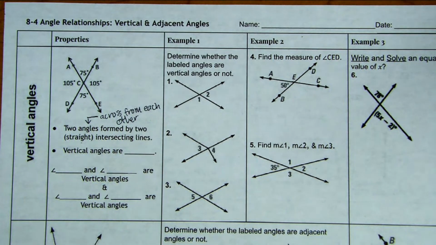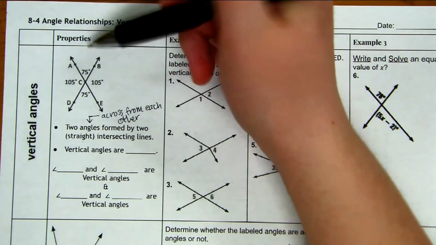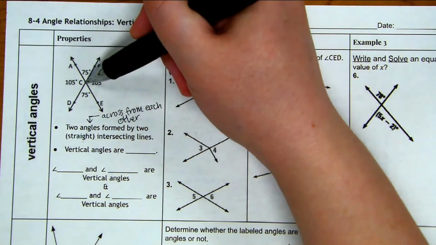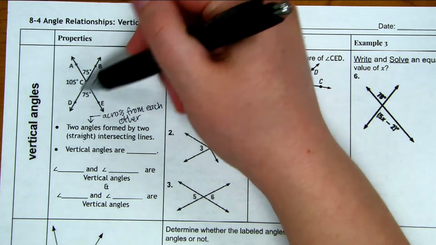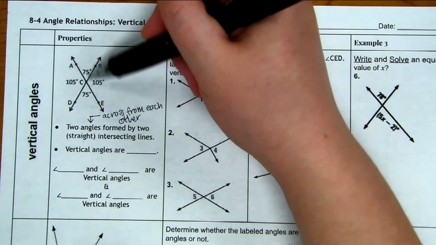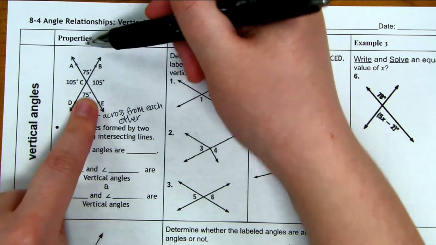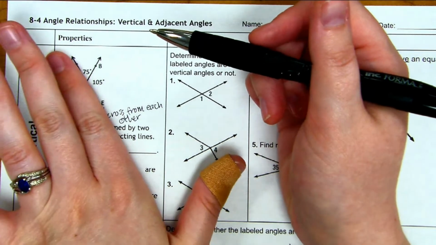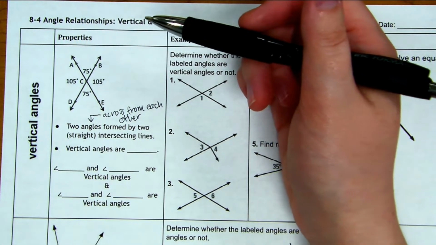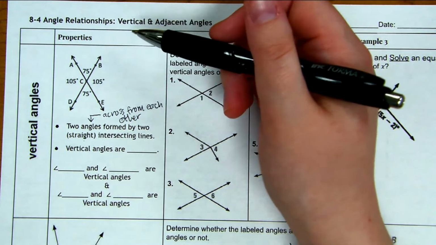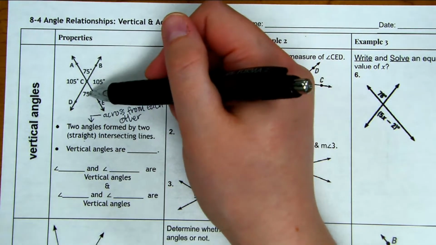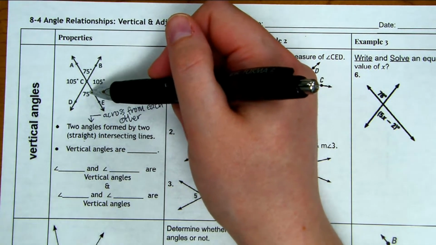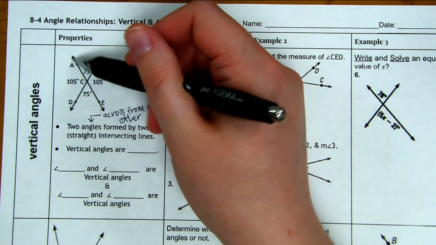So if we're looking at this diagram here, I can see that angle ACB, this top angle, and this lower angle, angle DCE, are angles that are directly across from each other when they're formed by these 2 lines that intersect. And something else that you'll notice if we're comparing these 2 angle measures to each other is that they have the same degrees. And the same is also true for this other pair of vertical angles.